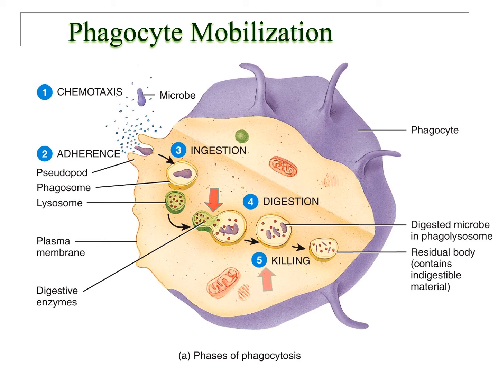So there's the lysosome, and this leads to killing, which basically is what happens when those digestive enzymes hit and eat up the microbe that's in the phagosome. The last thing that you see is a residual body, which can contain some indigestible material, but actually most of the chemical components of the microbe get recycled for use in the phagocyte.